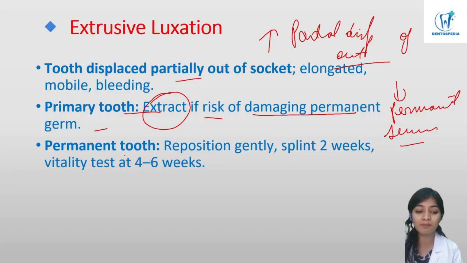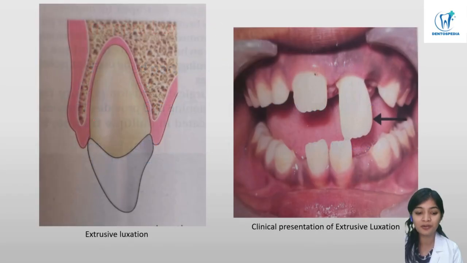And if it is a permanent tooth, then you have to reposition it gently and splint it for 2 weeks. Do a vitality test for at least 4 to 6 weeks. Understand? So you can see extrusive luxation. You can see the tooth is appearing elongated. It is partially out of the socket. So this is extrusive luxation.